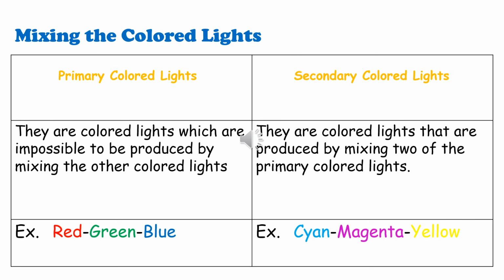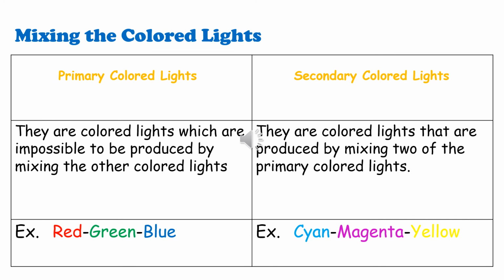Okay, the colored lights: we can divide them into two types, the primary colored lights and the secondary colored lights. The primary colored lights are the colored lights which are impossible to be produced by mixing other colored lights together. Primary colored lights like what? Like red, green, and blue.